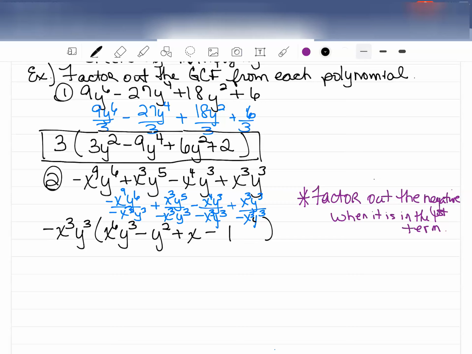If I'm talking too fast, pause it. Write down the extra notes you need to write down on the problem, and then go back and hit play again.